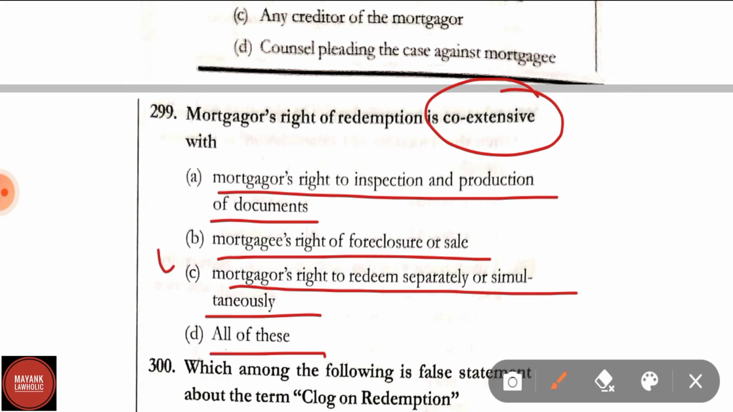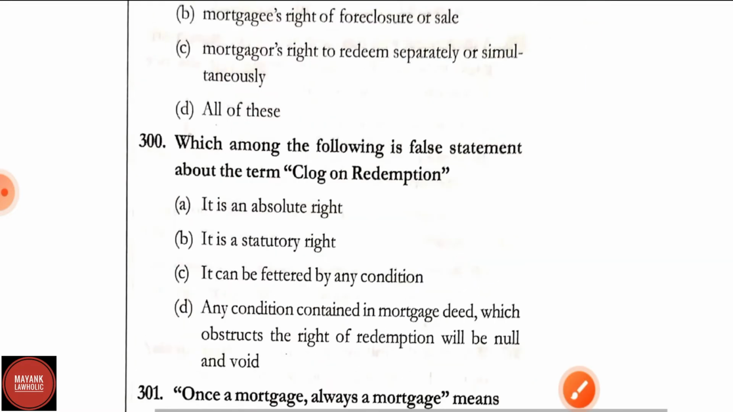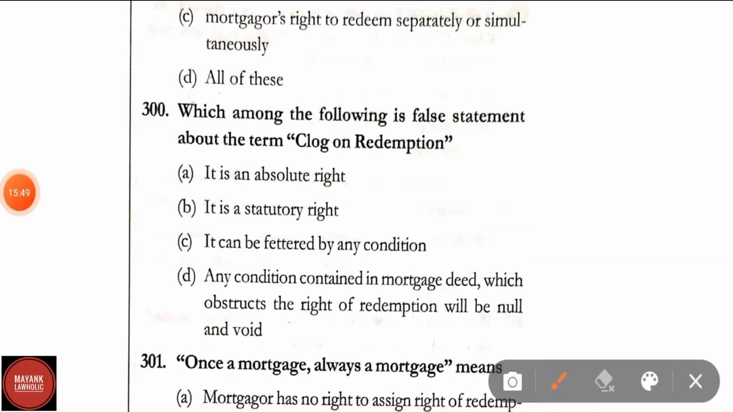Here the correct answer is option B, that is mortgagor's right of foreclosure or sale. Mortgagor's right of redemption is coextensive with mortgagor's right of foreclosure or sale. Question number 300. Which among the following is a false statement about the term clause of redemption?